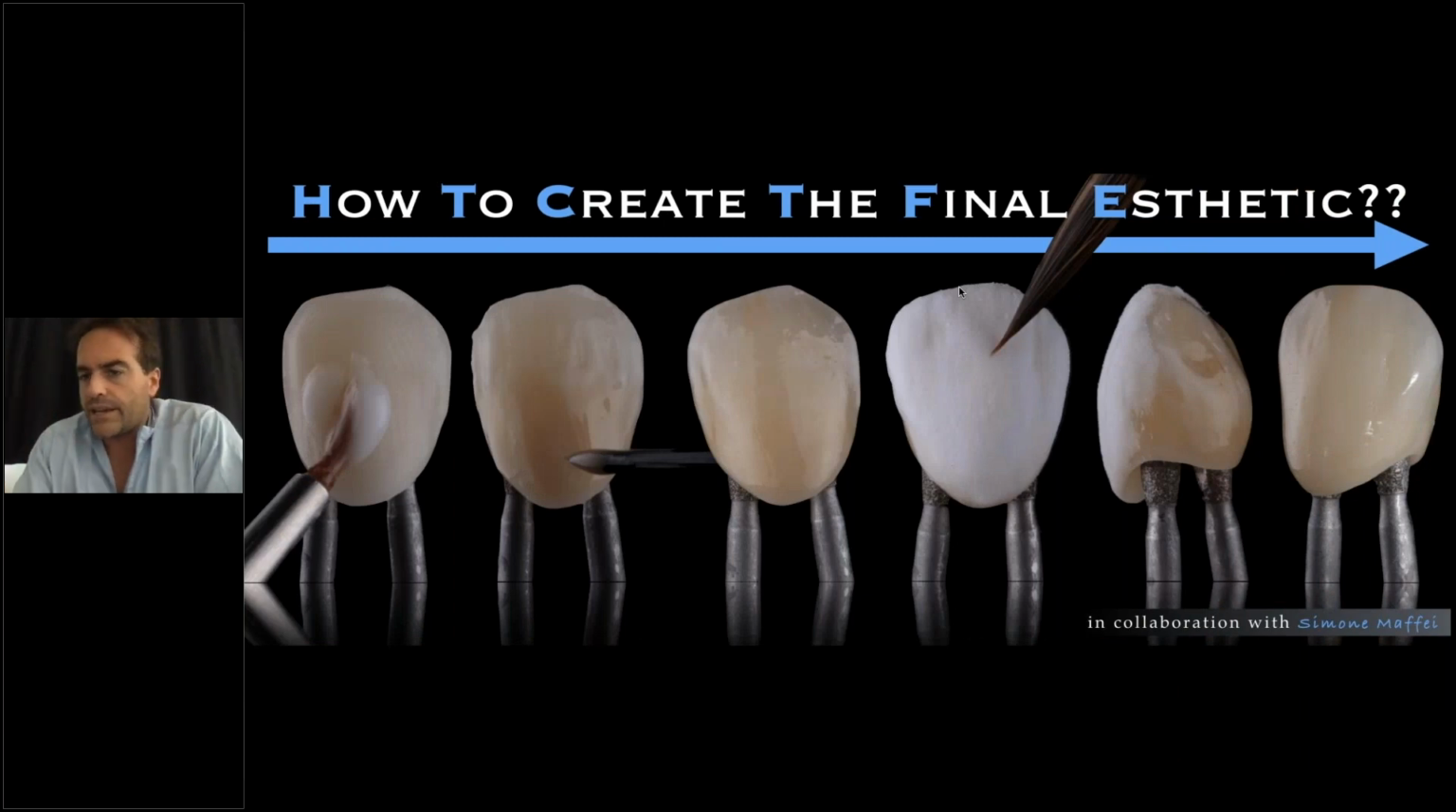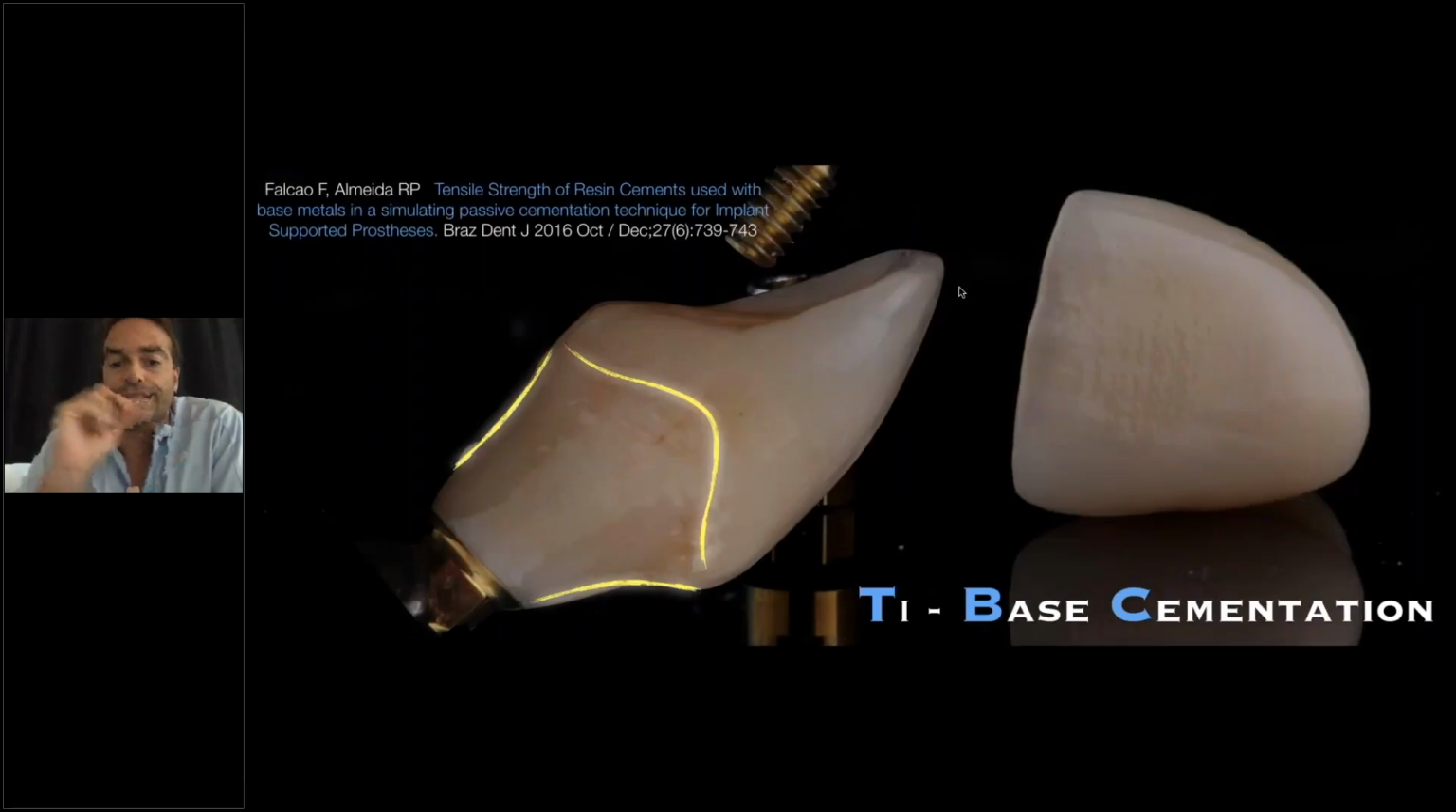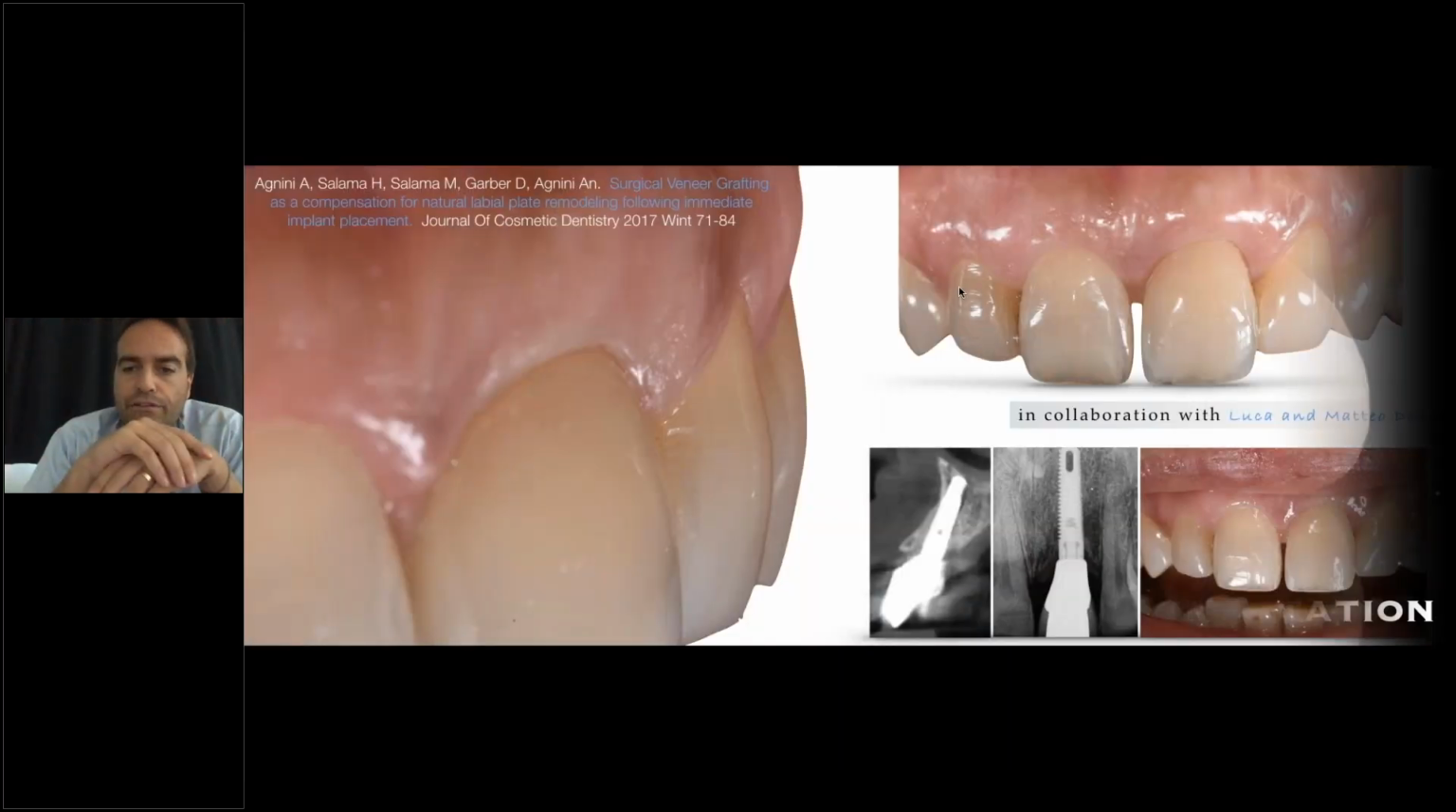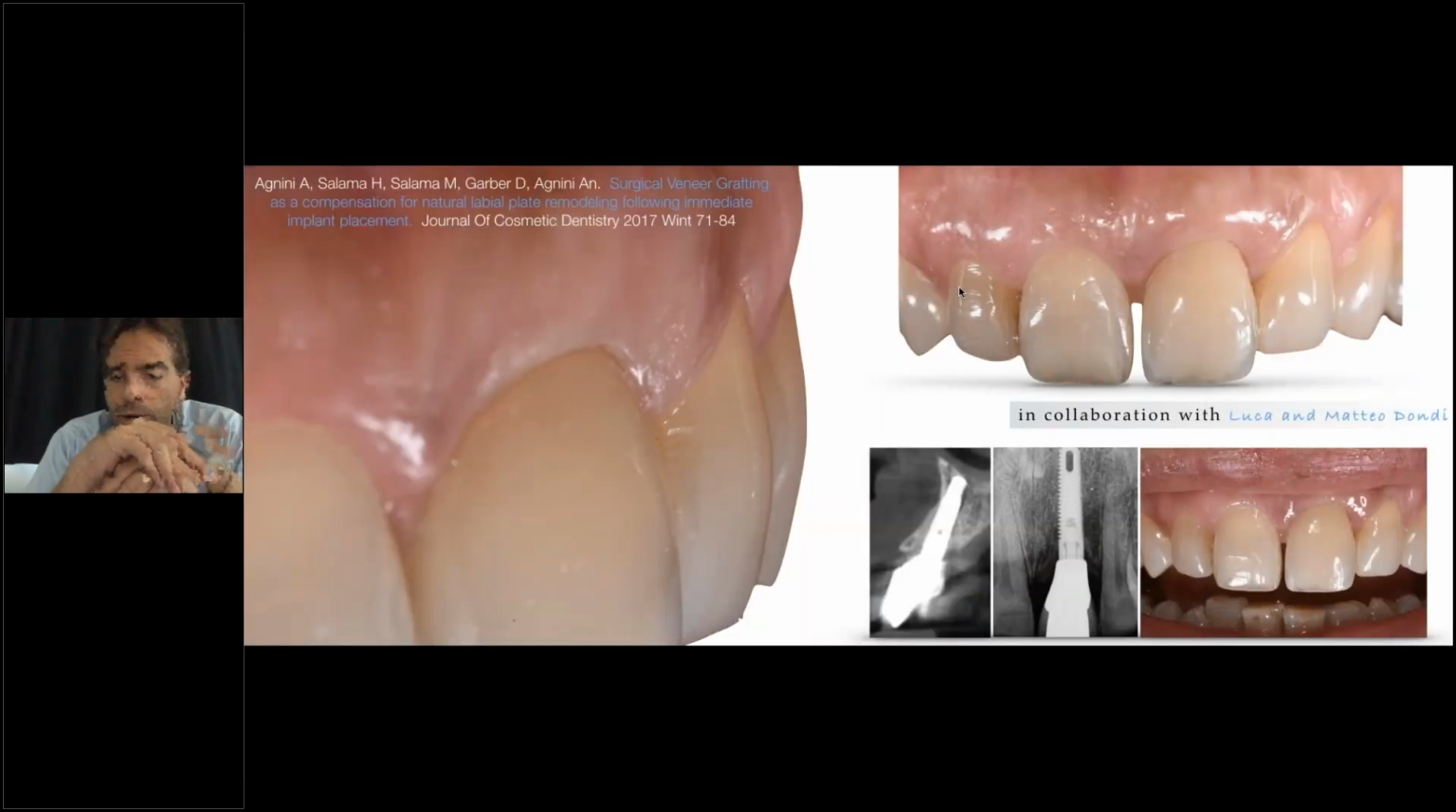The artistic skill of our lab technician should never be underestimated, and digital dentistry is not replacing it, because he has to understand how to create the final aesthetic, how to utilize the ceramic masses in order to maximize the aesthetic. The very last step is the T-base cementation. You see here that we now have the titanium base cemented inside our crown, and we are ready to deliver the final restoration to our lab.